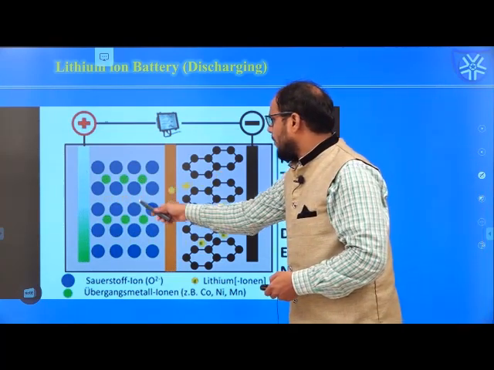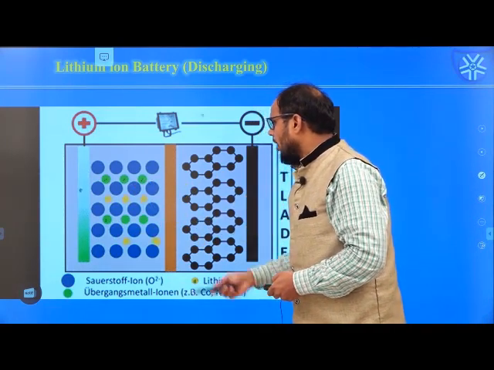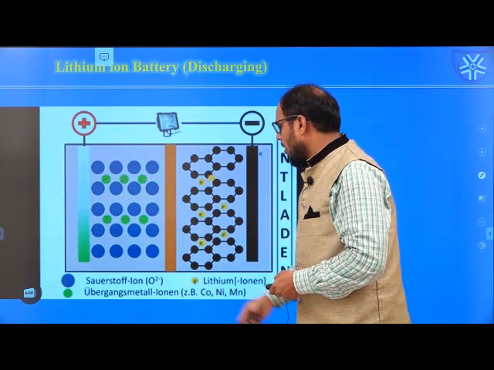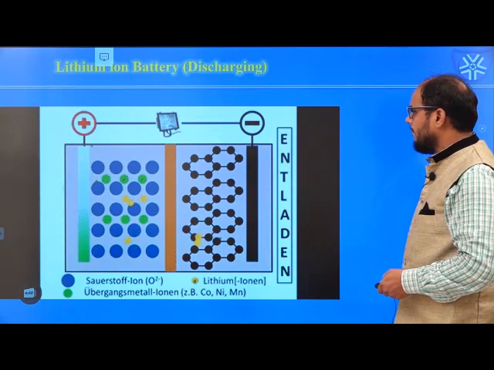This separator will allow only Li+ to pass from the anodic compartment to the cathodic compartment. So, at the cathodic compartment, we can see the electrons are being taken by the cobalt, and it is reduced from +4 to +3. Let us try to understand the charging cycle.